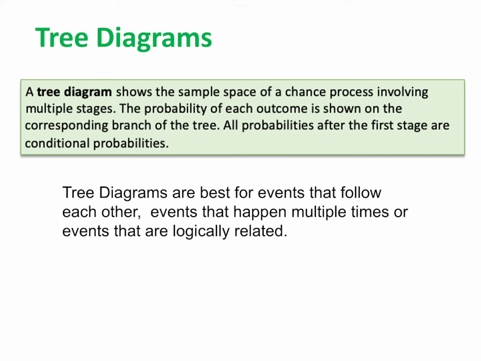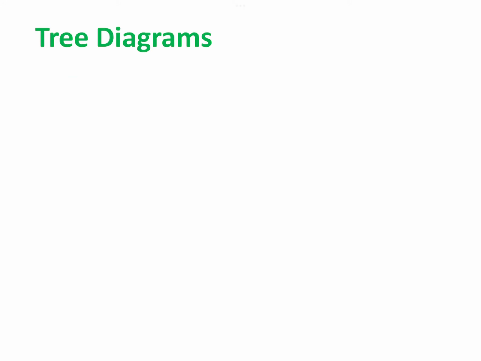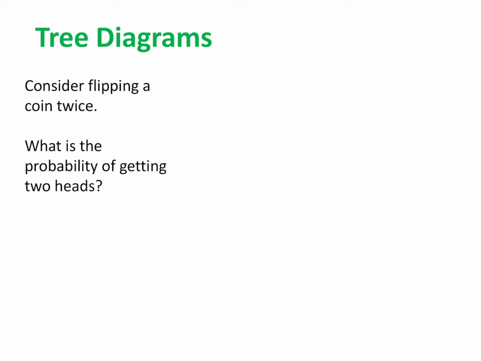Okay, so tree diagrams are best for events that follow each other, events that happen multiple times, like maybe shooting a free throw 5 times in a row, or tossing a coin 4 times in a row. Something like that, that are logically related, that we would look at. So our first example we're going to look at is consider flipping a coin twice. We want to find what is the probability of getting 2 heads.